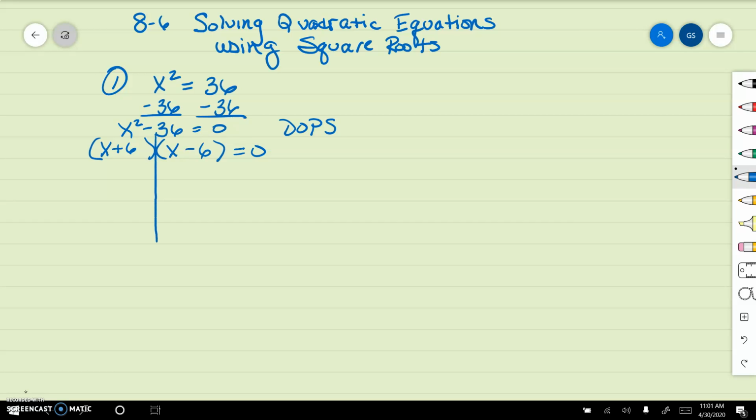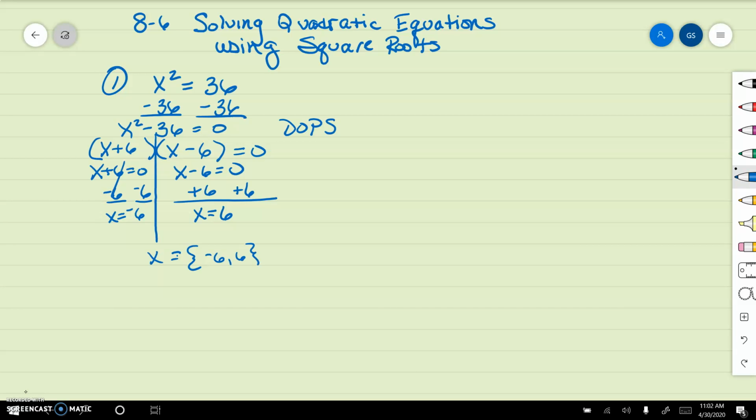From there, we take each of those factors and we set them equal to 0. Okay, when we do that, we're going to solve each little equation here. So you get x equals negative 6 and x equals 6. So there are two answers, or two things that make this equation true. X equals negative 6 and 6. Those two answers, when substituted into the original equation, will give you a 36.